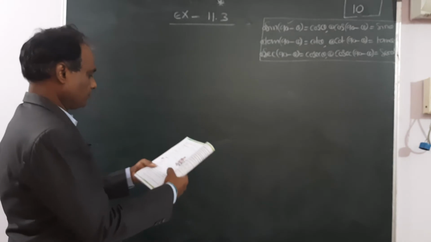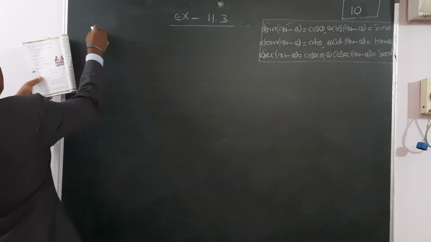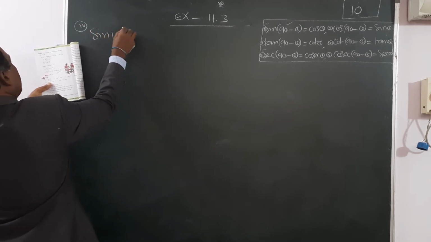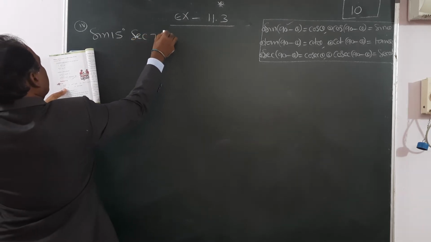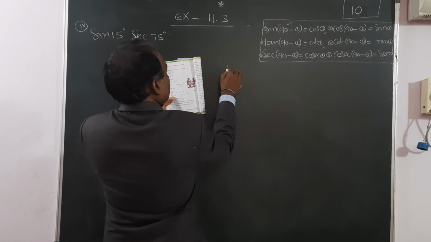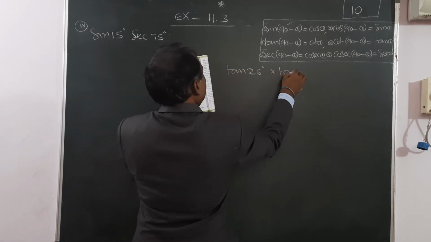Next, sin 15 degrees into secant 75 degrees. Simplify it. Tan 26 degrees into tan 64 degrees.